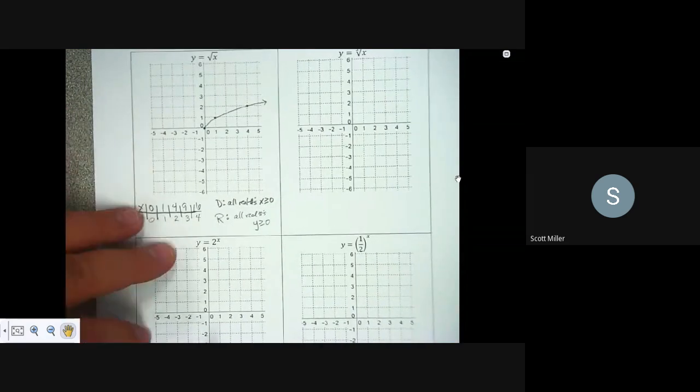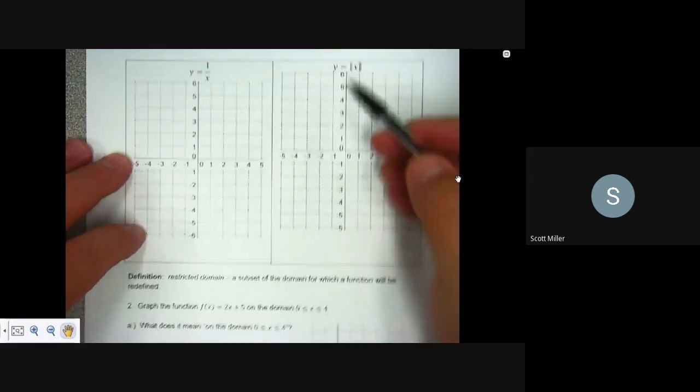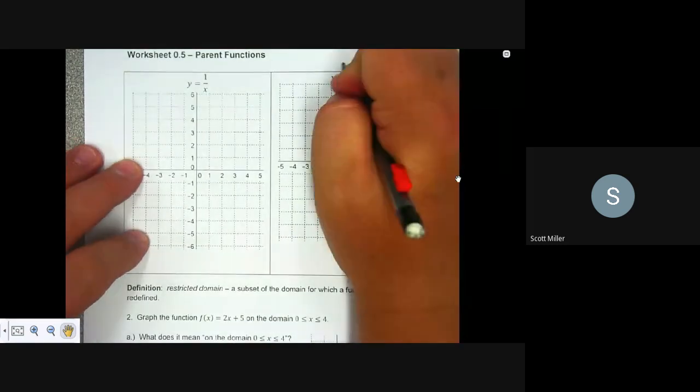So, parent functions. It goes on over here. Now this one, I'll show you this one at a later date. This one is called the greatest integer function.